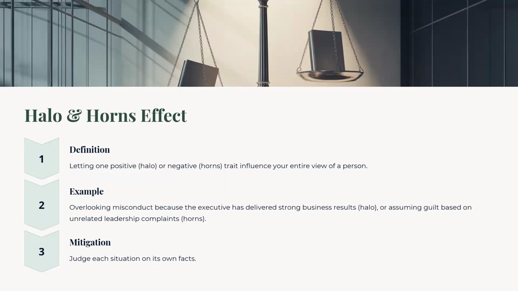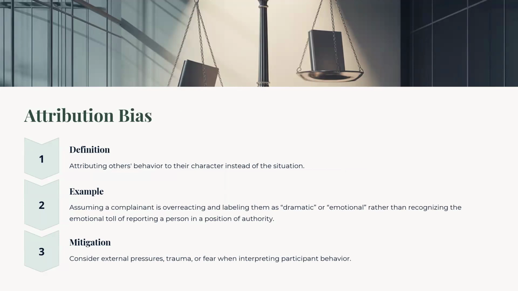It's important for us to remember, and sometimes this can be hard to do, that past performance doesn't always dictate present behavior. And so when we're dealing with executives and senior leaders, we want to just be mindful of that halo and horns effect. And lastly, we often see attribution bias, and this is where we attribute others' behavior to their character instead of the situation. And so this can be assuming a complainant is overreacting and then labeling them as dramatic or emotional, rather than recognizing the emotional toll that may come along with reporting a person who's in a position of authority, like a senior leader or executive. The same can go for if the executive is the complainant or respondent.